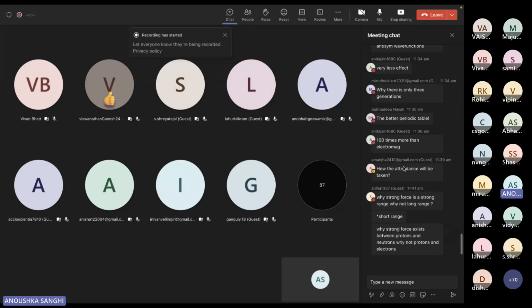Why does the strong force exist between proton and neutron, and not between protons and electrons? See, we are talking about inside the nucleus, and there are no electrons inside the nucleus. In nuclear physics, protons are there with neutrons inside the nucleus. So we are talking about proton-proton repulsion, which is held by the strong force called the nuclear force, right? Not electrons.